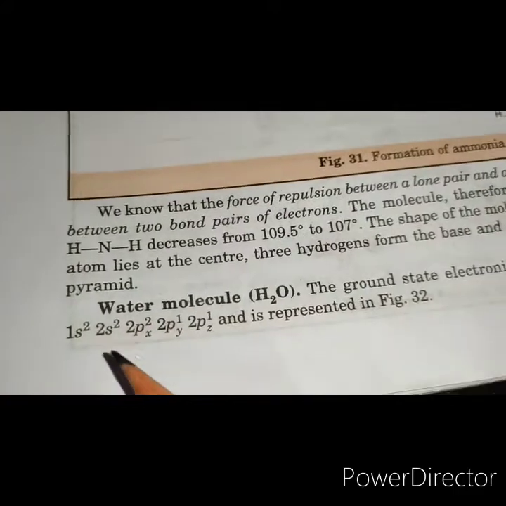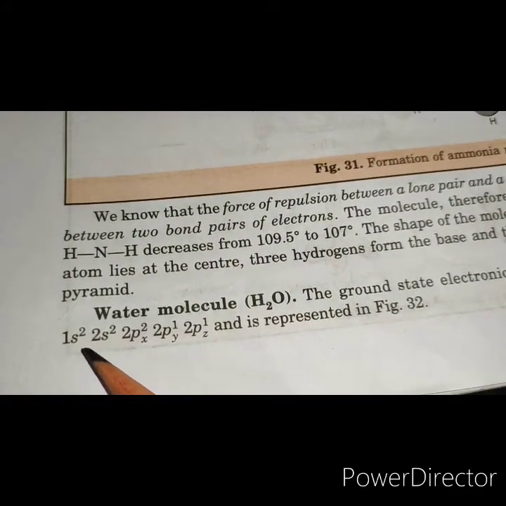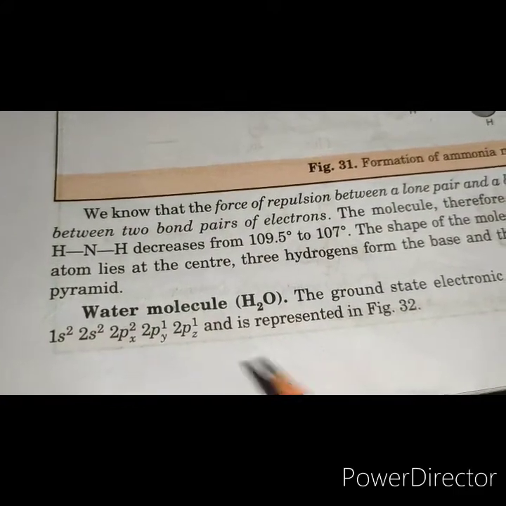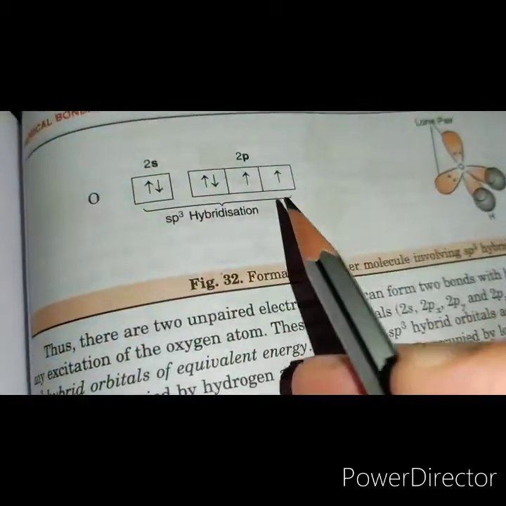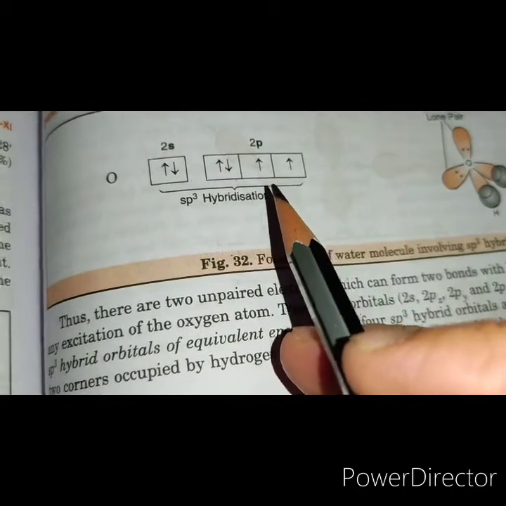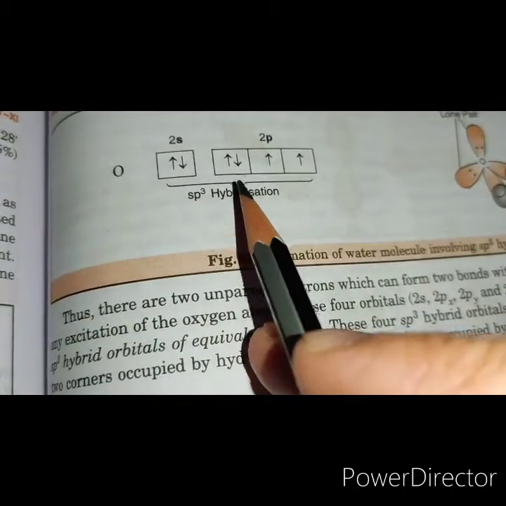In the water molecule, oxygen has electronic configuration 1s2, 2s2, 2p4. Now we see here that as oxygen is to form bonds with only two hydrogens, again there is no need of any promotion.